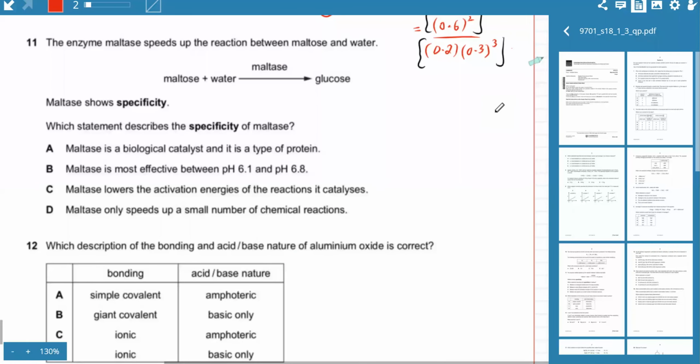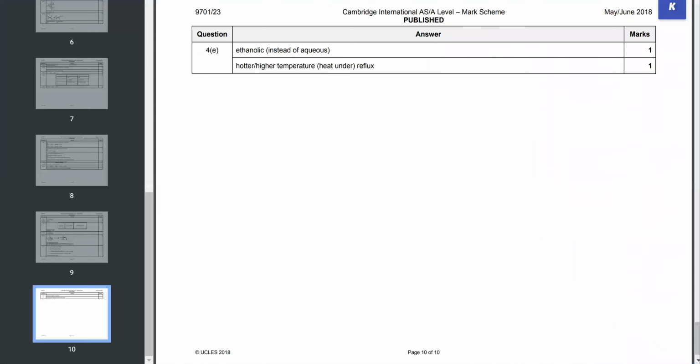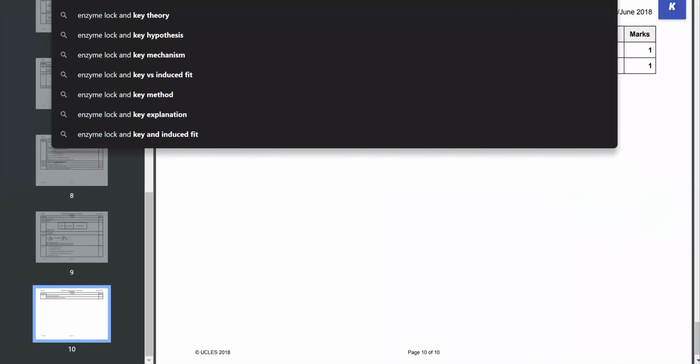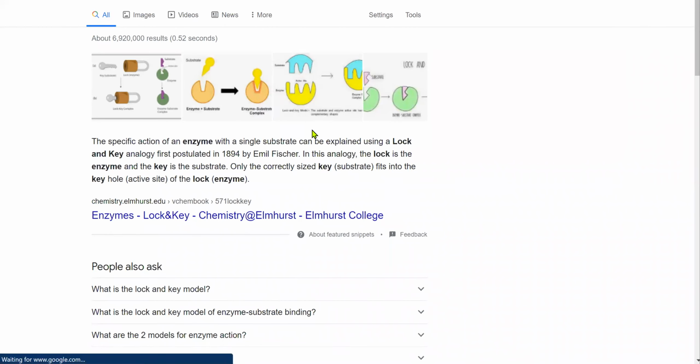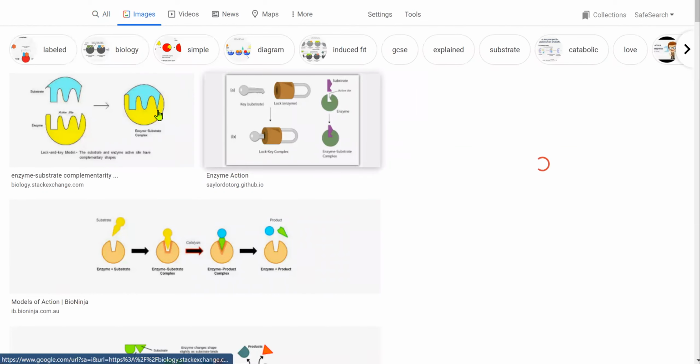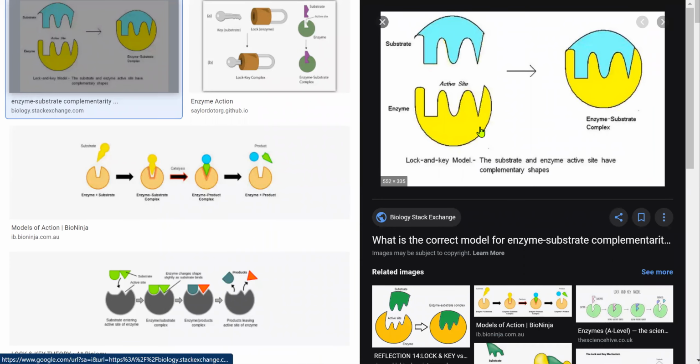Now the next one is there's this enzyme maltase that speeds up the reaction between maltose and water, and maltase shows specificity. Which statement describes the specificity of maltase? So what is specificity? If you have the enzyme lock and key model, it's a small concept that you probably did in 8th class biology as well. The lock and key model is that enzymes are these complicated molecules which have a very specific shape, as can be seen over here. So this is an enzyme, it has an active site, it has a very specific shape.